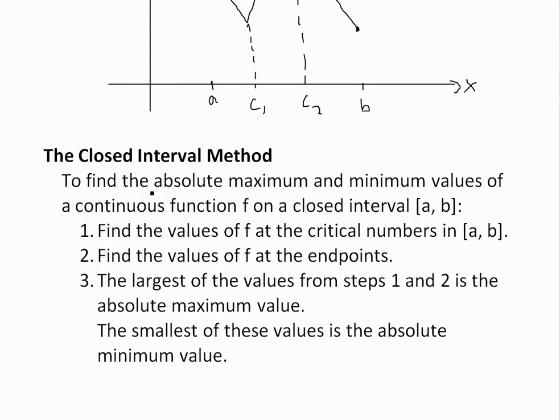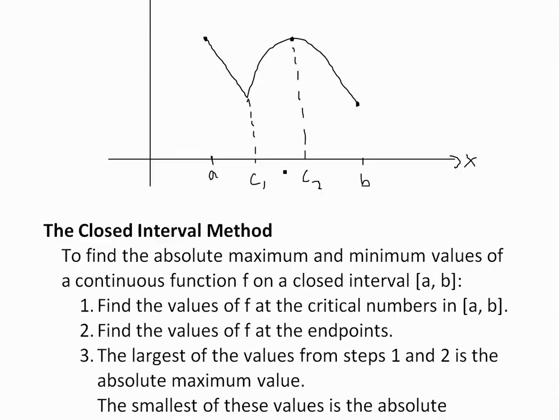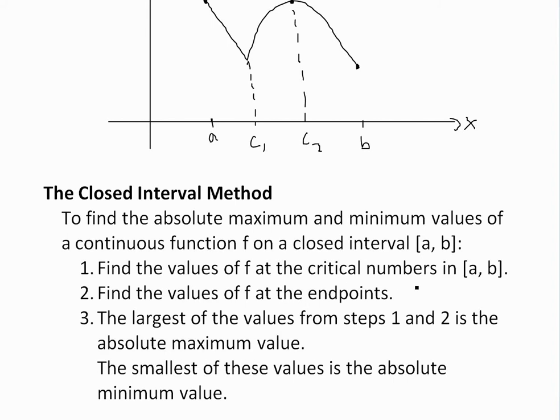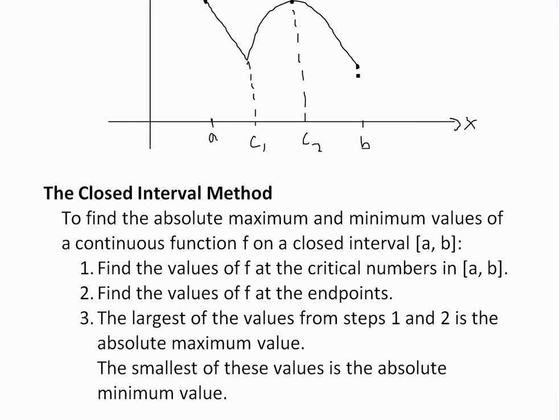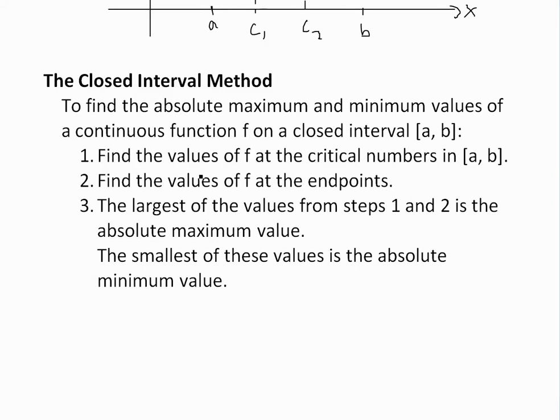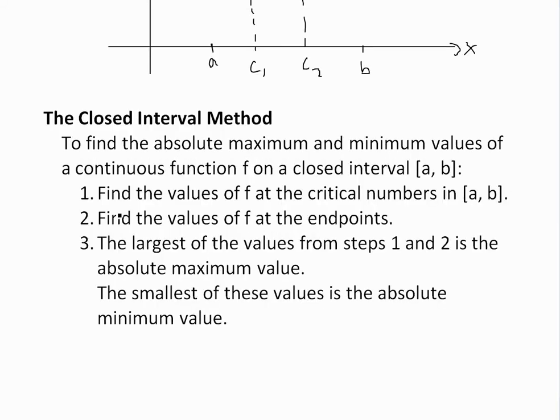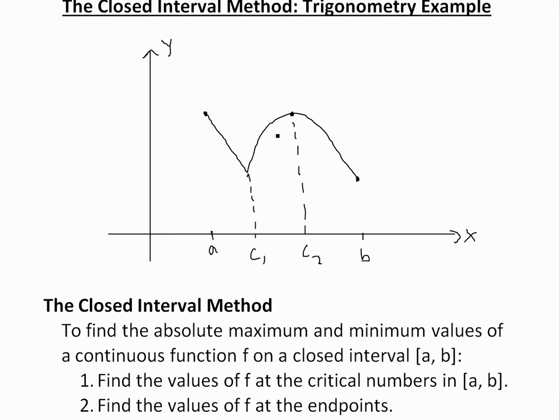To find it using this method, all you have to do is find the values of f at the critical numbers in a and b, and also the values at the endpoints. That's step 2, and then step 3 is comparing the values from steps 1 and 2. The largest is the absolute maximum, and the smallest is the absolute minimum.